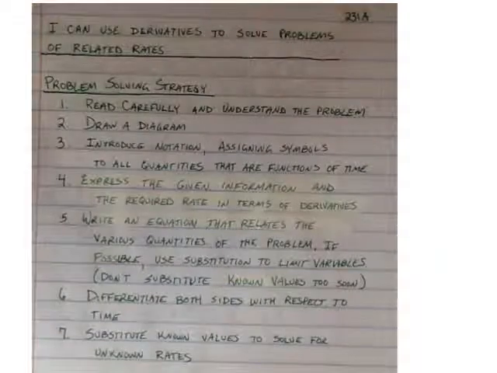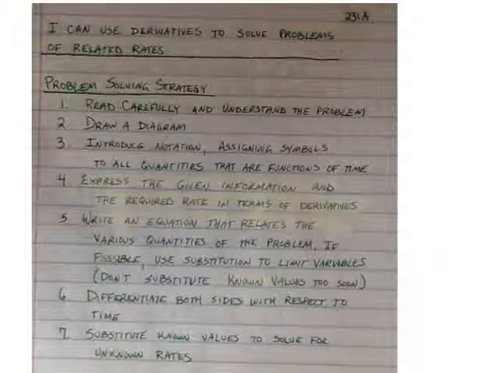Alright, we'll start our notes on page 231A, and the first thing I did was I outlined the problem-solving strategy for these related rate problems, and you can pause it and write this all down. We should read carefully and understand the problem. It's important that we draw a diagram so that we can notate what different symbols or variables mean. Then we're going to try to express the given information in terms of derivatives, so express the given information and the required rate.